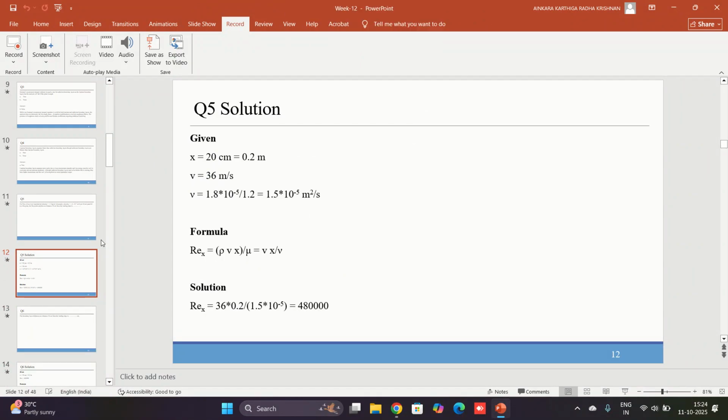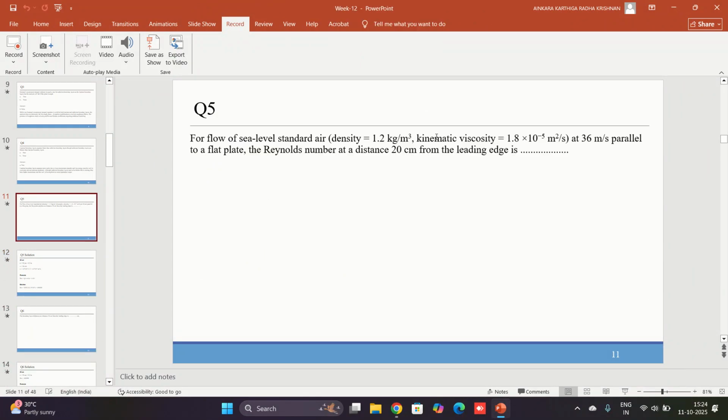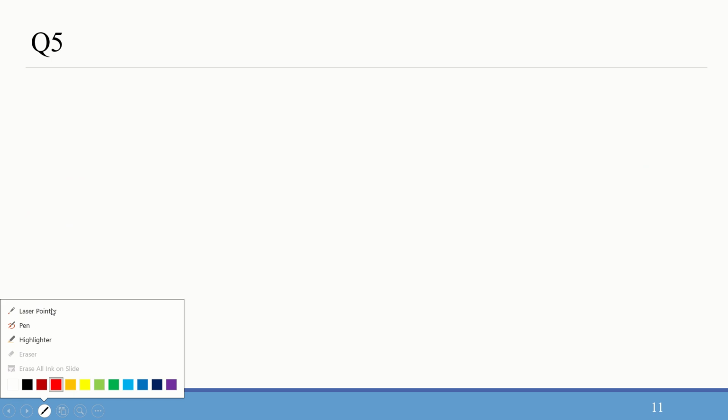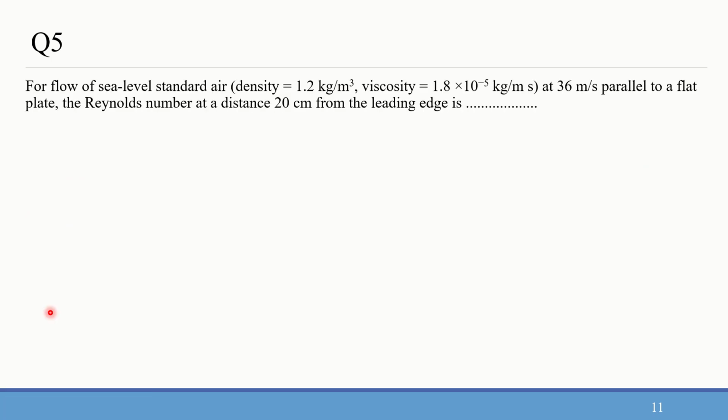It is not actually kinematic viscosity. It is a dynamic viscosity, 1.8 into 10 power minus 5 kg per meter second. So I'll read the question again. For flow of sea level standard air, and air has density of 1.2 kg per meter cube and viscosity of 1.8 into 10 power minus 5 kg per meter second, flowing at 36 meter per second parallel to a flat plate, Reynolds number at a distance of 20 centimeter from the leading edge is dash.